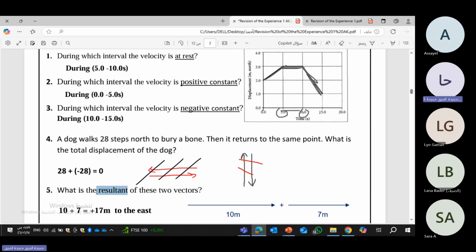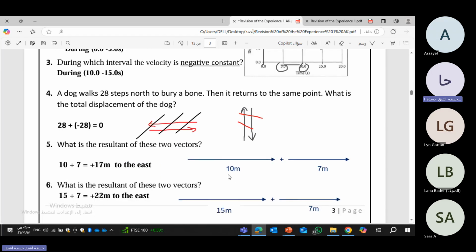Okay, let's find the resultant. What is my resultant again? The sum of 2 or more vectors, yeah? Let's find the resultant. If you have 10 meters to the east and 7 meters to the east also, you will just add them, yeah? So 10 plus 7? 17. 17 to the east, so that it's positive. To the east means positive.